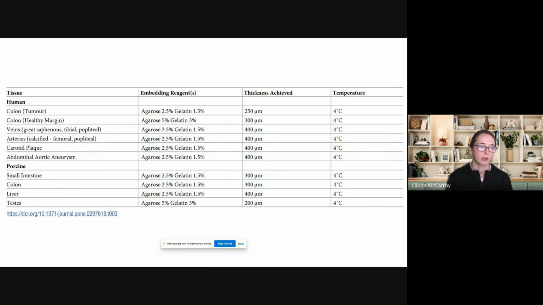This is an example of the various tissue types that I've applied this protocol to, including human and animal tissue, ranging from colonic tissue to arterial tissue to plaques to liver and, most recently, testicular tissue.